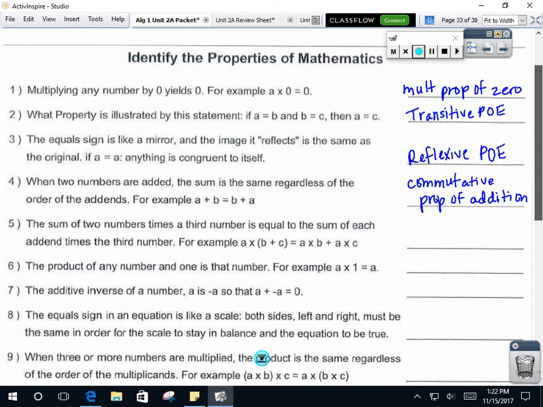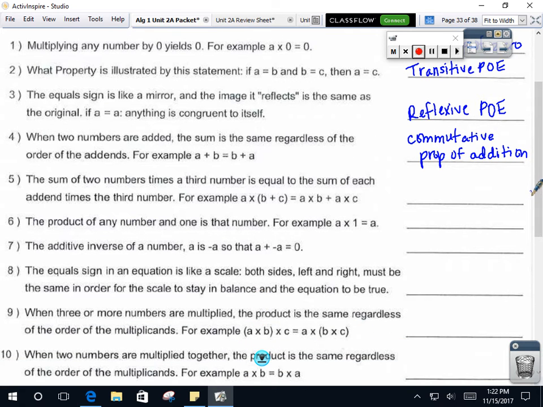All right, number 5. The sum of two numbers times a third number is equal to the sum of each add-in times the third number. For example, A times (B plus C) equals A times B plus A times C. Distributive property.